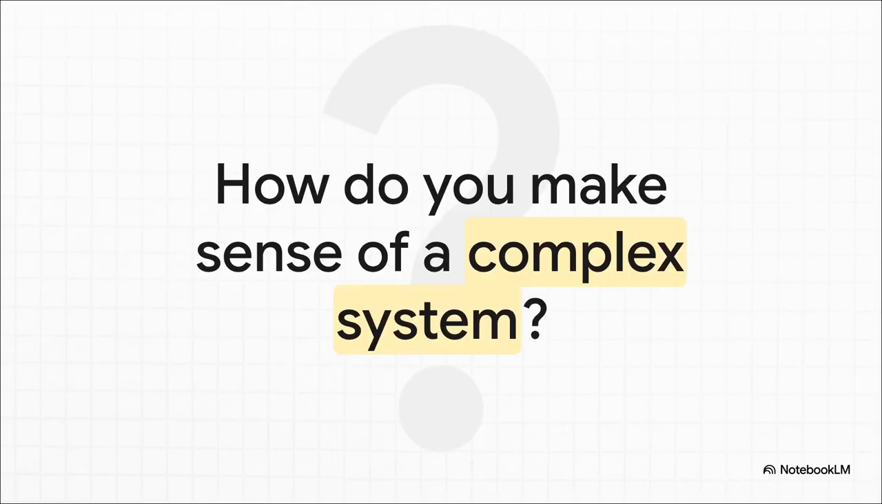I mean, this is the big question, right? How do you wrap your head around something with so many interconnected pieces where one little change over here can cause huge ripples you never even saw coming? This is the exact problem that system science was created to solve.